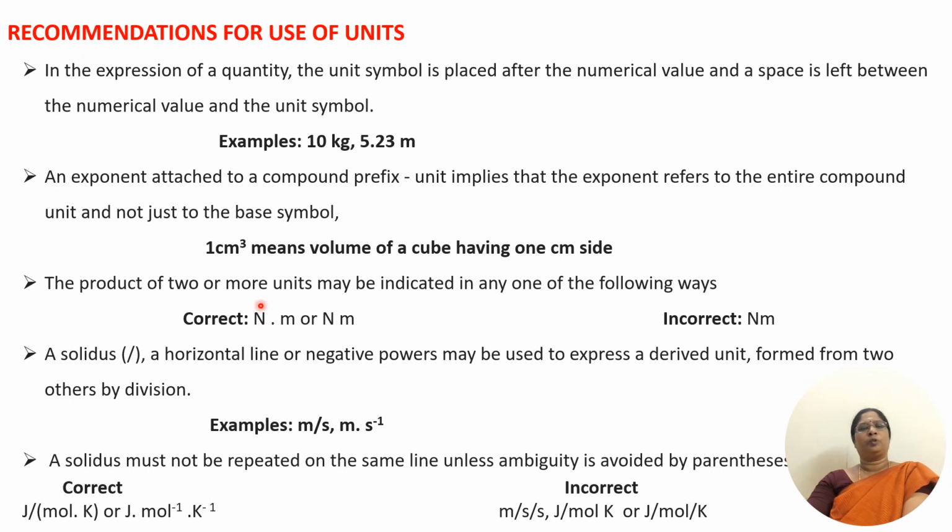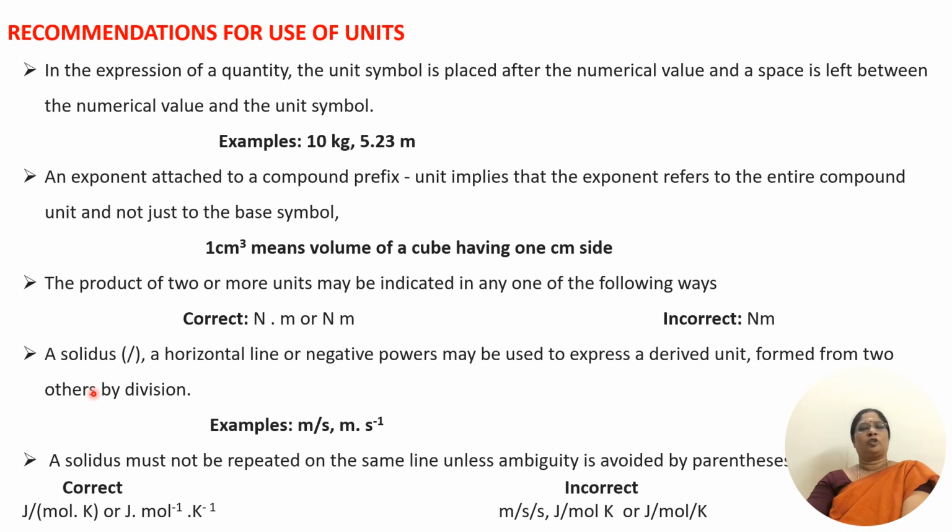The product of two or more units may be indicated in any one of the following ways. Either Newton dot meter or Newton, leave a space and write meter. So you shouldn't combine and write the Newton meter.